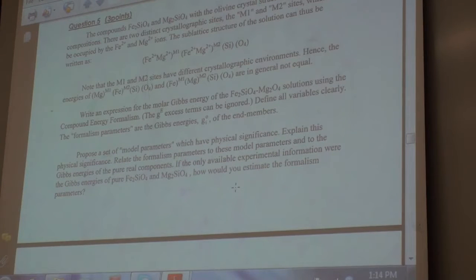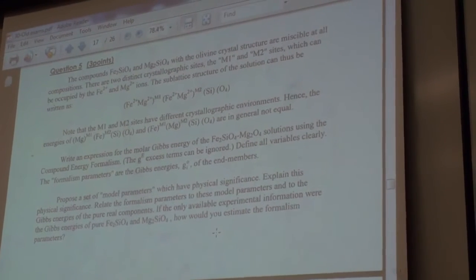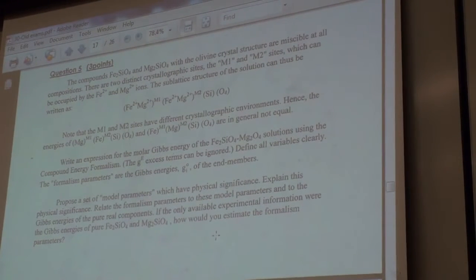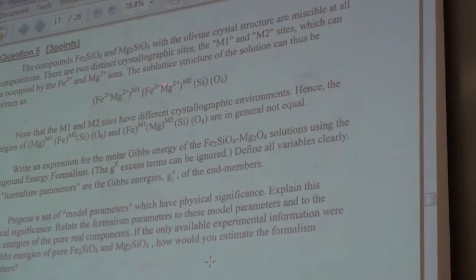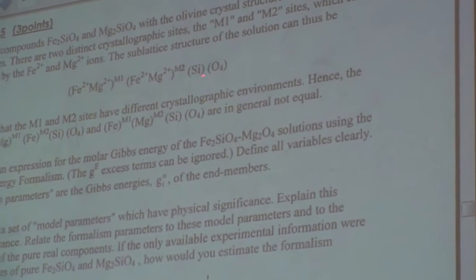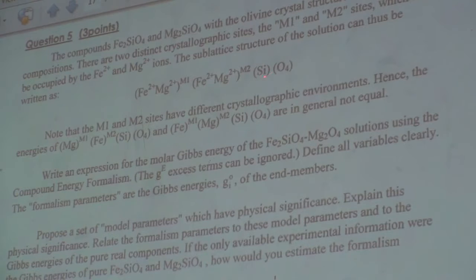Compounds Fe2SiO4 and Mg2SiO4 with the olivine crystal structure are miscible at all compositions. There are 2 crystallographic sites, the M1 sites and the M2 sites, which are crystallographically different. Silicon and oxygen stay on their sites, so there are actually 4 sublattices, but these remain unchanged. The iron and magnesium can go on both sublattices, which are crystallographically different.